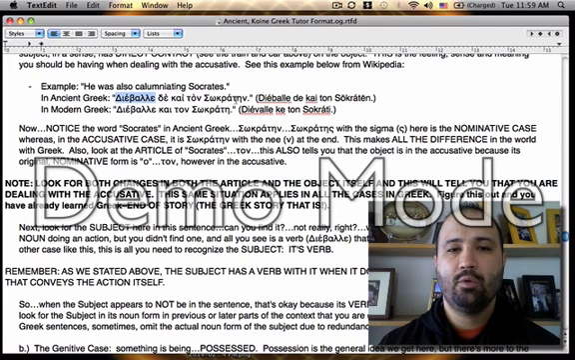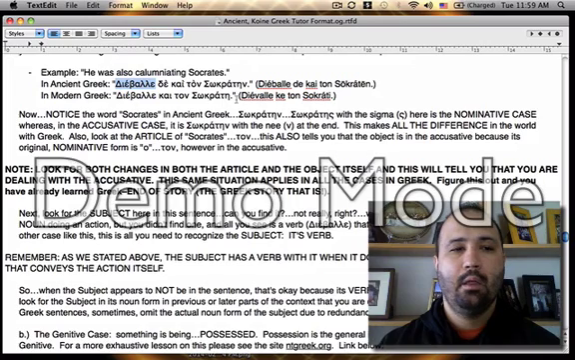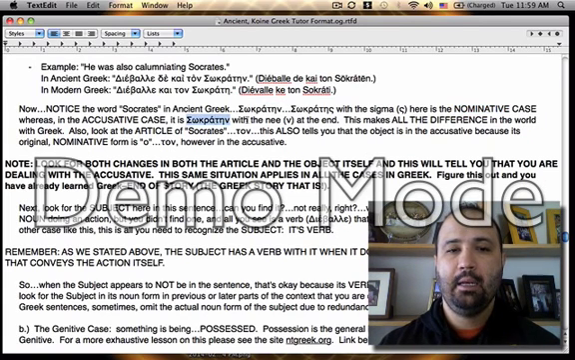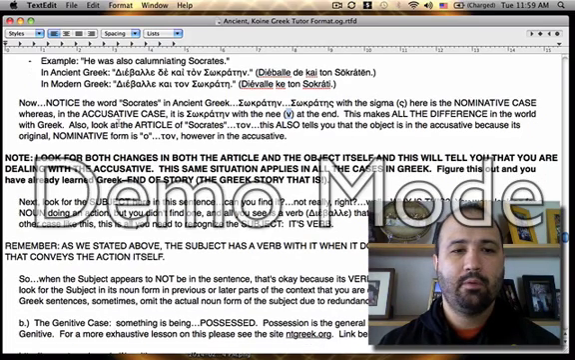Διέβαλε δὲ καὶ τὸν Σωκράτην. Now, notice the word Socrates in Greek. Socrates with the sigma, that's its nominative case with the sigma. Whereas in the accusative case, Socraten, you have the nu there at the end. This makes all the difference in the world with Greek.